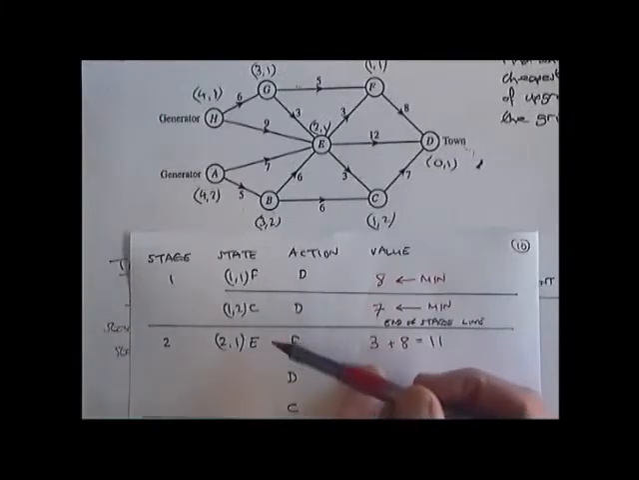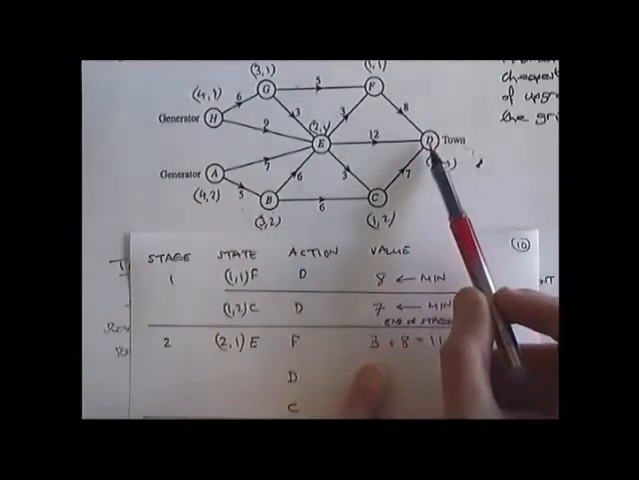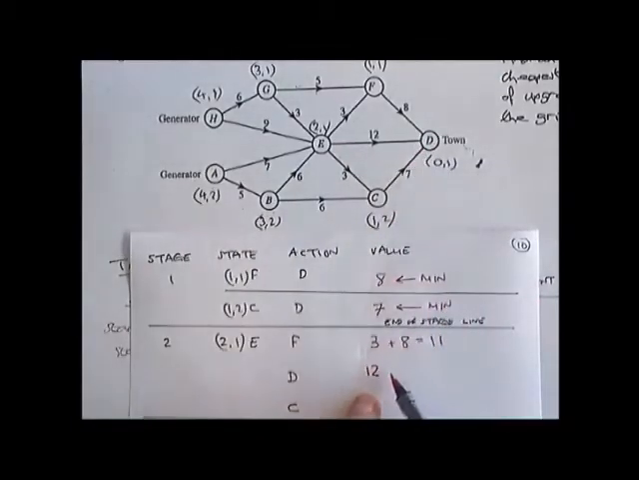So my next action is going from E to D, and I know from getting to E to D, I can get there in 12, and that is the end. So there's nothing else to do with that one.